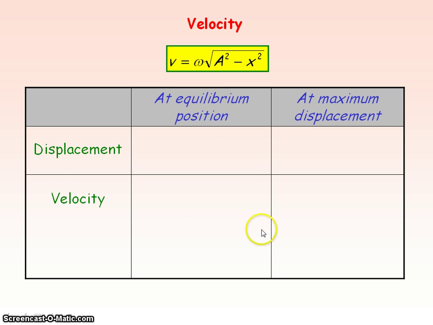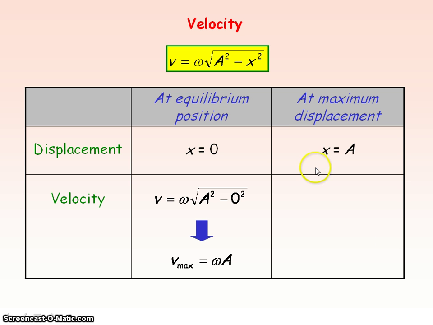So at the equilibrium position, when the displacement is equal to 0, the velocity of the object will equal omega a, and so we have maximum velocity. And at maximum displacement, where the displacement is equal to the amplitude, then the velocity of the object will equal 0.